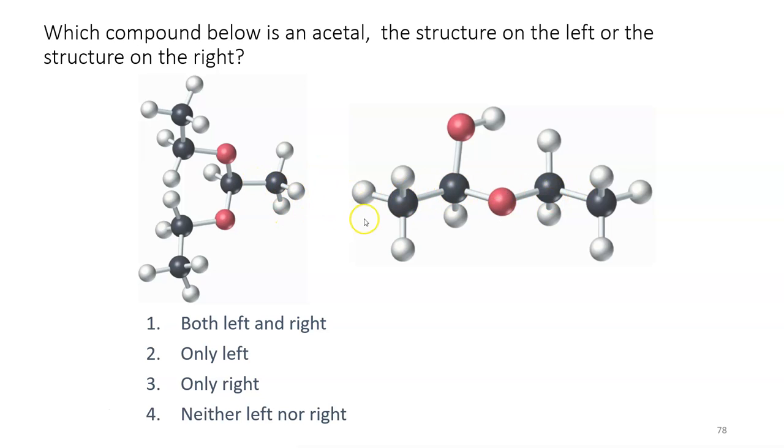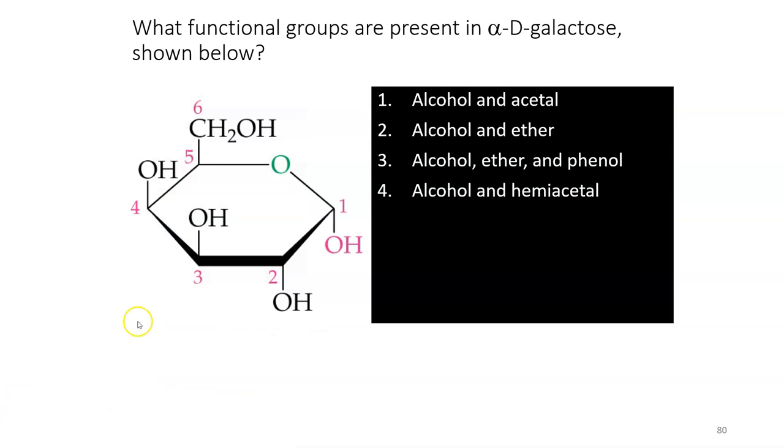Which of these two are going to be an acetal? Is it the compound on the left or the compound on the right? Just post your answer in our Blackboard space. This is alpha-D-galactose. It's a type of sugar that we can consume. It's sweet. We can eat that and digest it. So I'd like you to tell me what functional groups are present on alpha-D-galactose that are shown here. Select the answer and post that also in our Blackboard space.